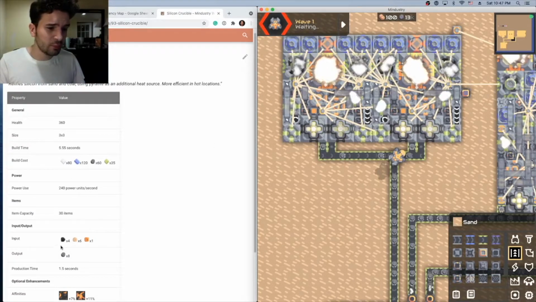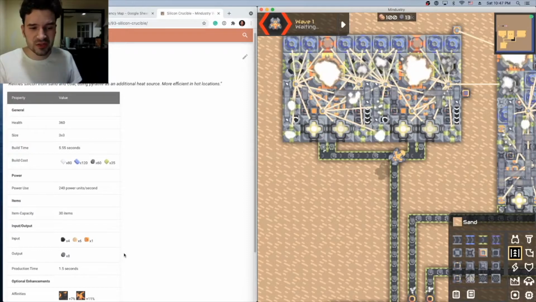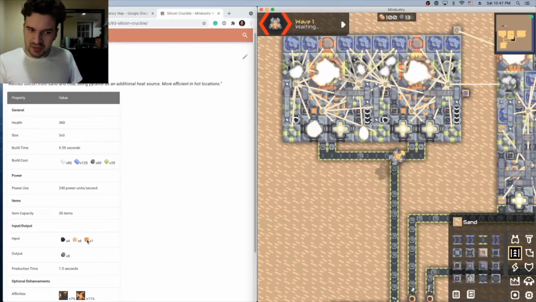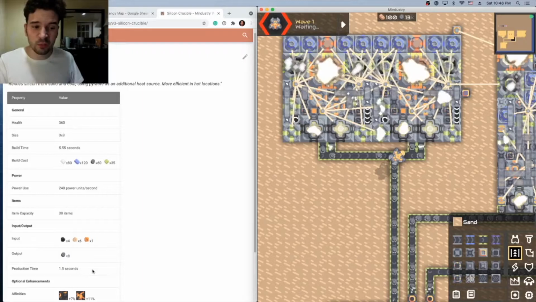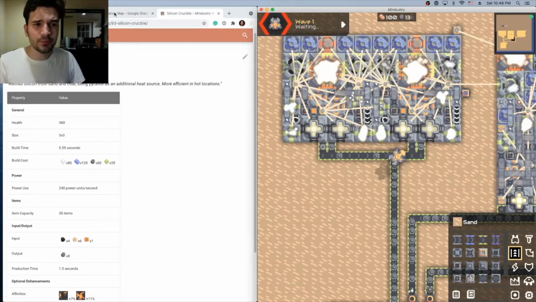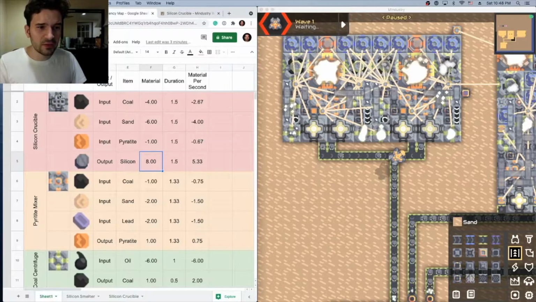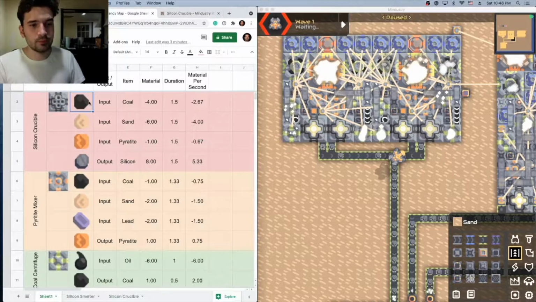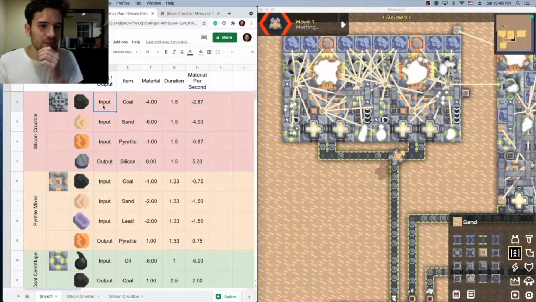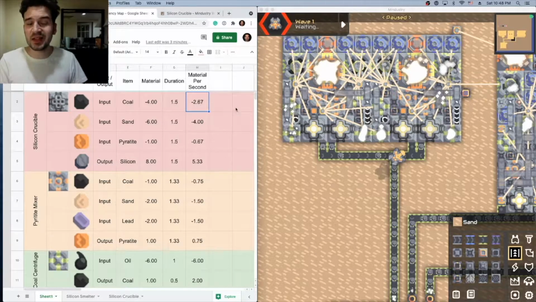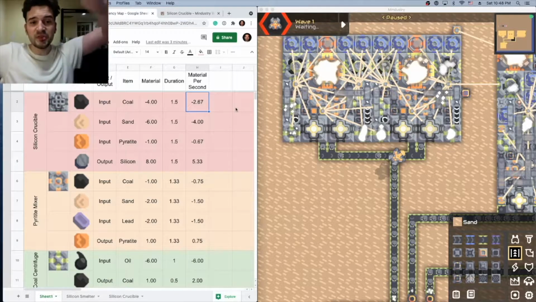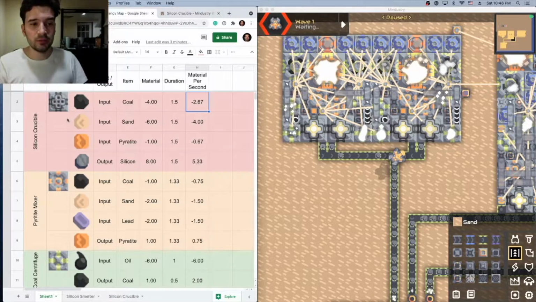So like this one, input 4 coal, 6 sand, 1 pyrotite. And output silicon at 1.5 seconds for production time. I put all of that stuff into this dude. So again, coal, it's an input. Cold coal, great. Material, it's a negative because it's consuming, the duration, and then the material per second. So this is a negative 2.67 material per second. Block that has to go in or out of it.